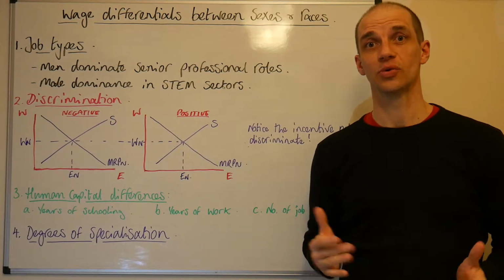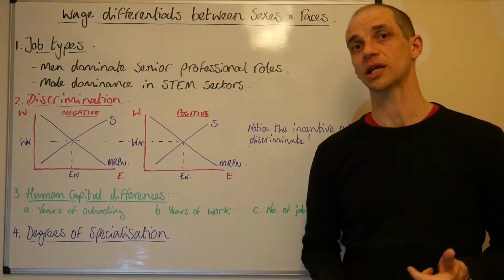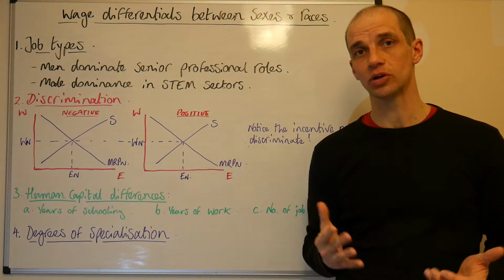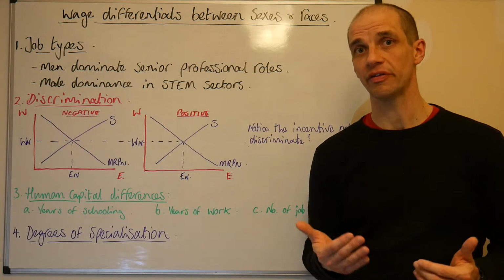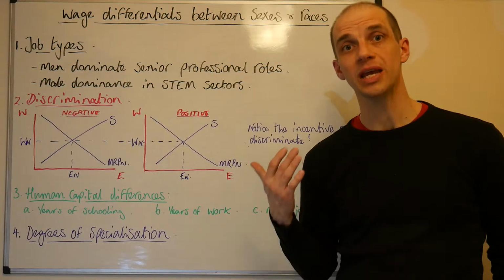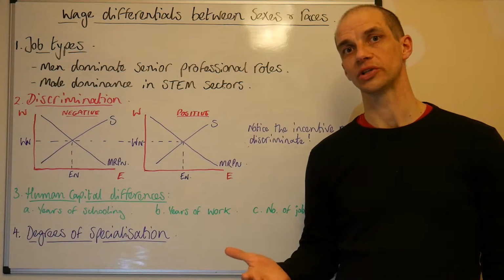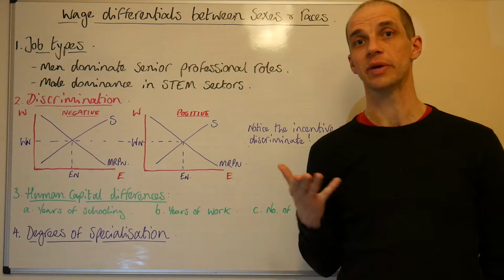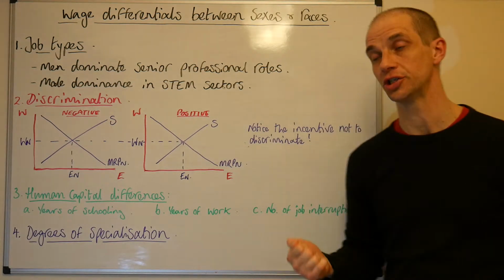Hi everyone, so in this lesson we're going to focus on wage differentials between different sexes and different races. Okay, if we firstly consider different job types, we'll see that men tend to dominate senior professional roles. Now that of course means that the average or mean earnings of men against women within an organisation is naturally skewed because of that proliferation of males among those senior professional roles within organisations.